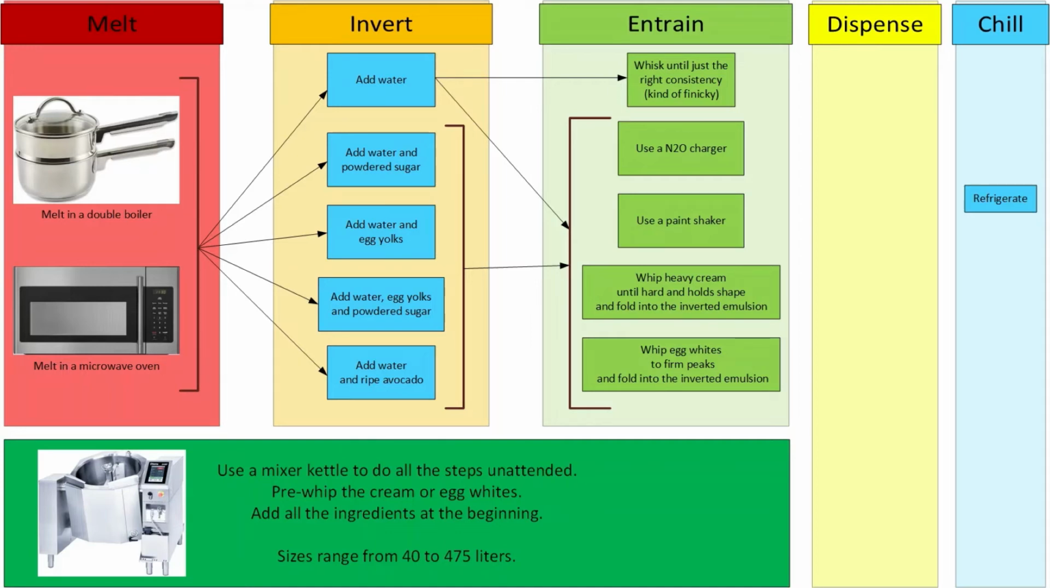It is possible to use nitrous oxide chargers or even paint shakers to entrain air into the emulsion. But since visibility is limited with these methods, control of the results can be quite difficult. Using whipped cream or egg whites to create a foam is a proven and controllable method. The minimalist water-only method likes to skip refrigeration.